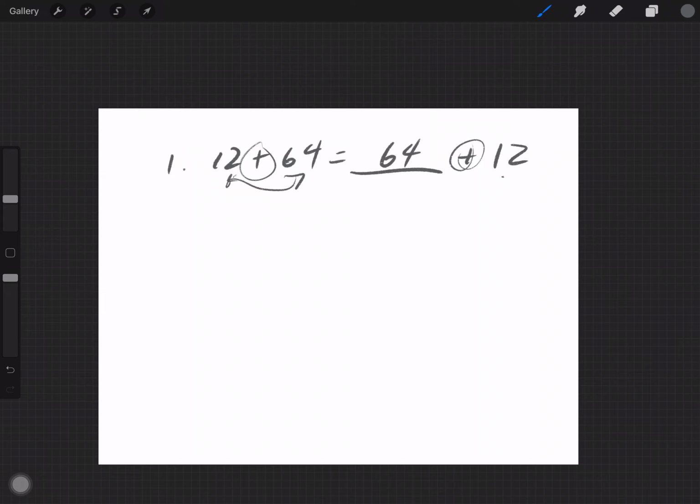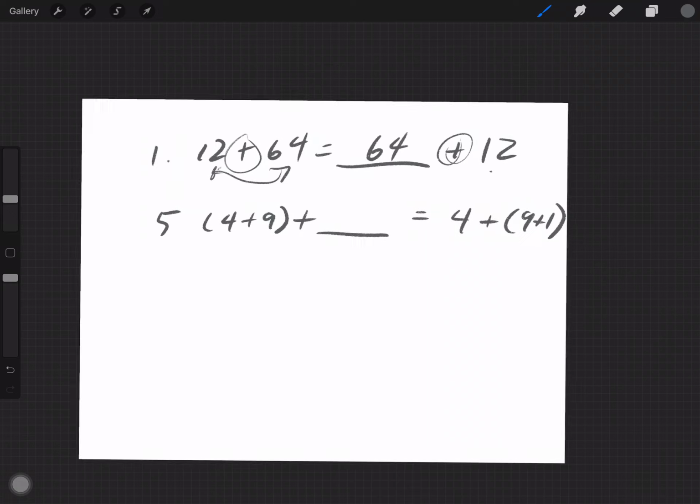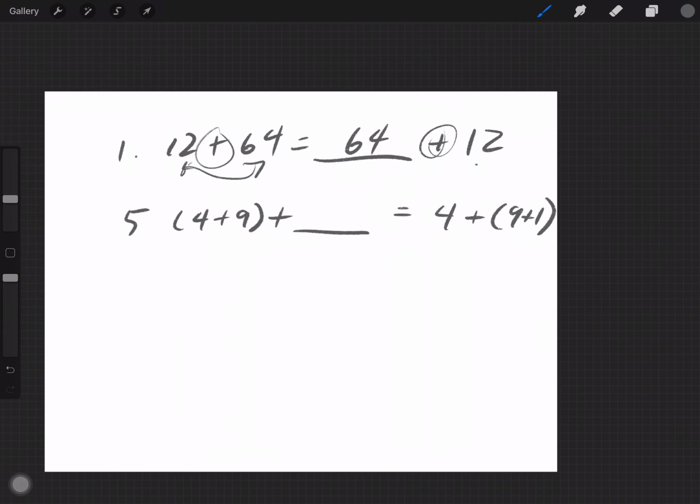Now, number 2 is pretty similar, as well as number 3 and 4. Let's look at number 5. 4 plus 9 plus blank is equal to 4 plus 9 plus 1. So now the thing is that what you see here, even though there's parentheses, it's all addition, which means that you're all just adding the numbers, and the parentheses don't really matter in the end because you're just adding. So obviously this one will be a 1 because you're missing a 1 right here.